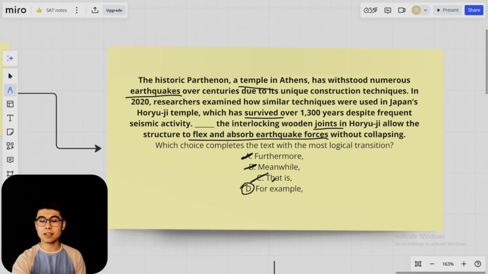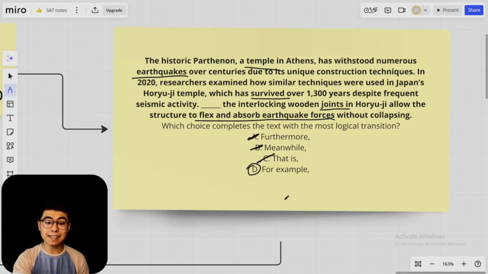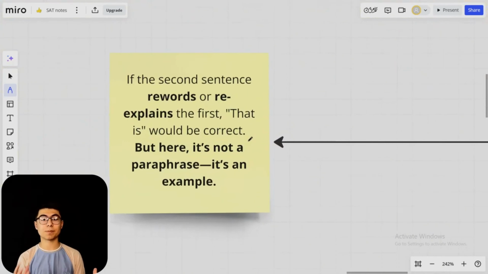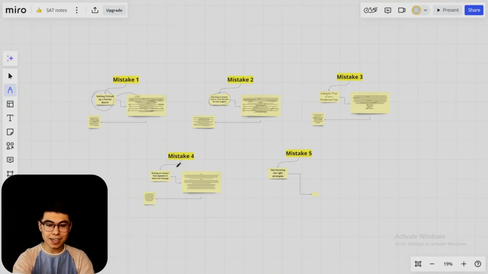That's why choice D is the correct answer choice. Let me explain that mistake. If the second sentence rewords or re-explains the first one, that would be correct. But in this case, as you saw, it's not a paraphrase, it's a specific example. Now let's move on to the next mistake.